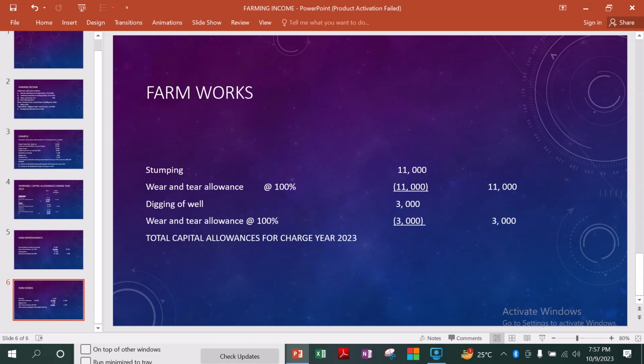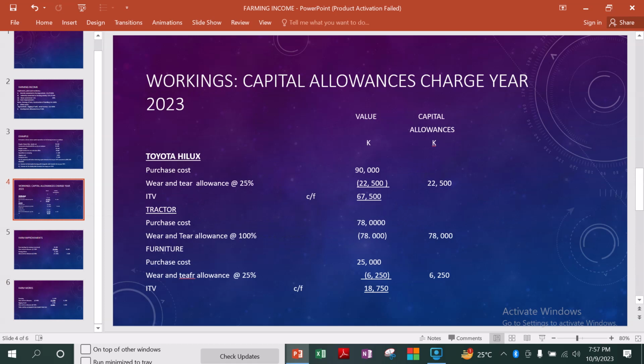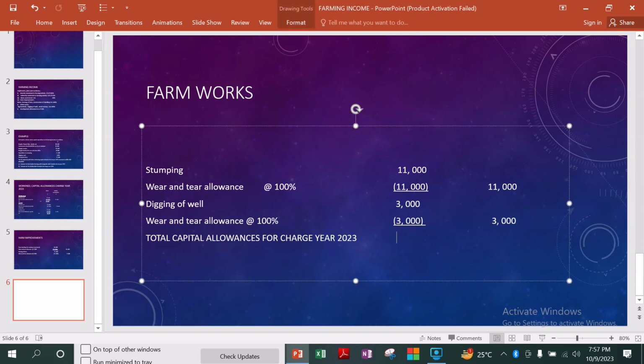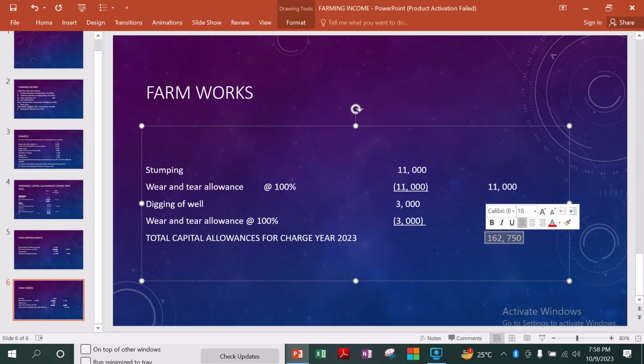So what is supposed to be done now is to add up the values, starting from 22,500, then 78,000, then 6,250. Next, we have 20,000, then 22,000. Next, we have 11,000 and 3,000. When you add all those figures, you are going to have 162,750. That is the total of capital allowances during this particular charge year 2023.